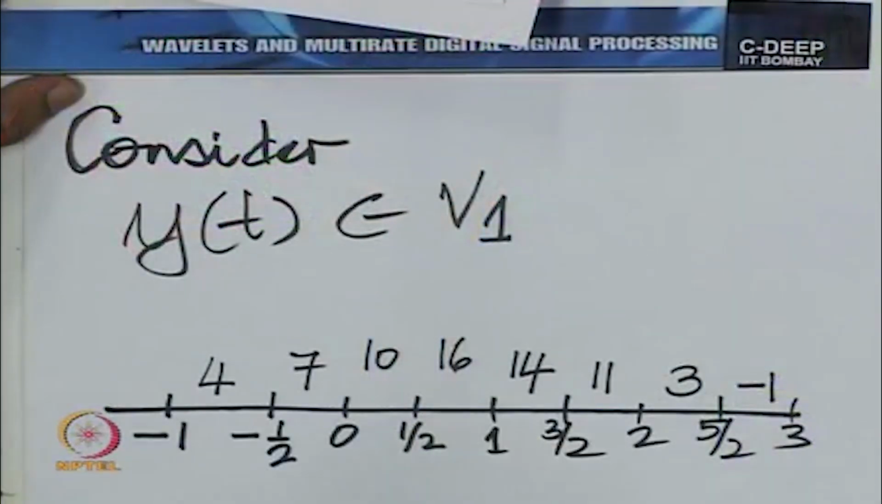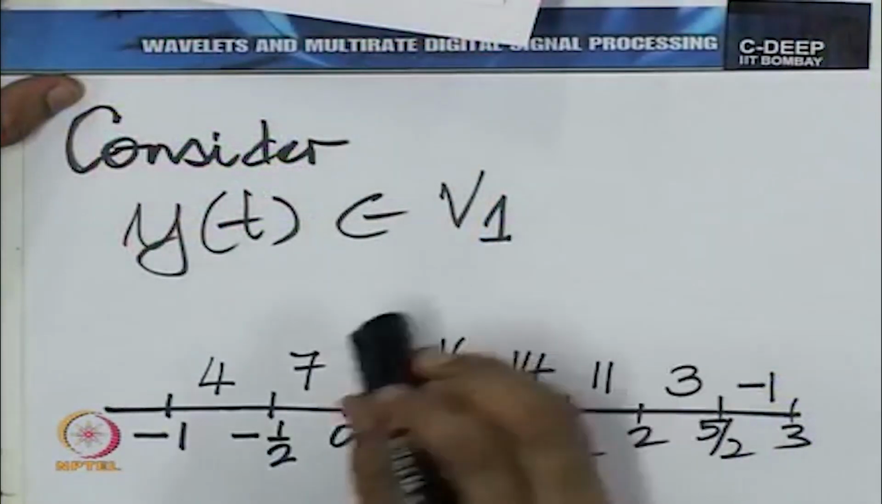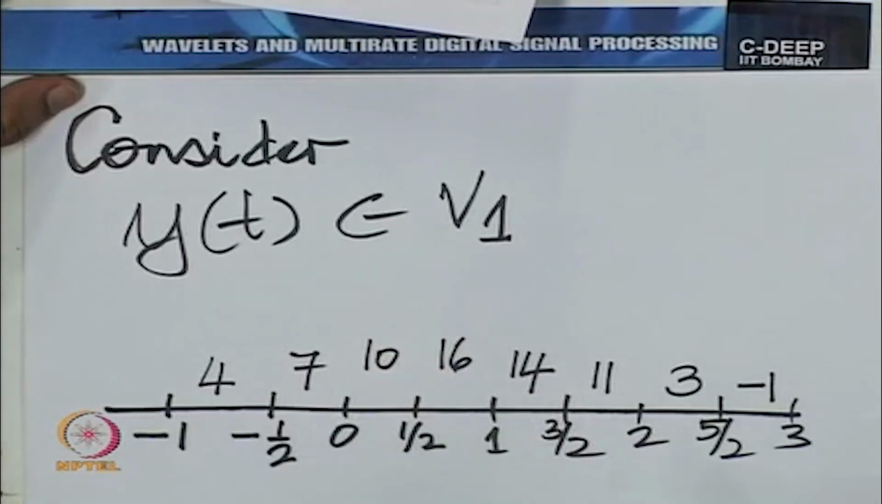Anyway, our correspondence has become deeper and deeper, and whatever we have been doing with the functions, we discover can now be done with the sequences. Now, the next step is to ask, can we also think of decomposition in terms of decomposition of the sequences? So, for example, let us go back to that function in V1 that we had a few minutes ago. We had this function in V1 and we could then decompose V1 into V0, the orthogonal sum of V0 and W0.